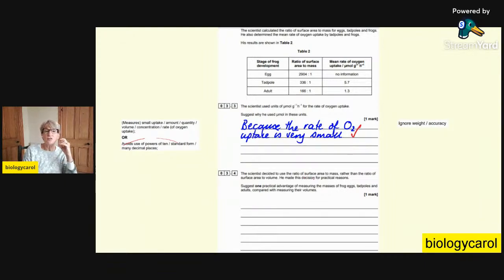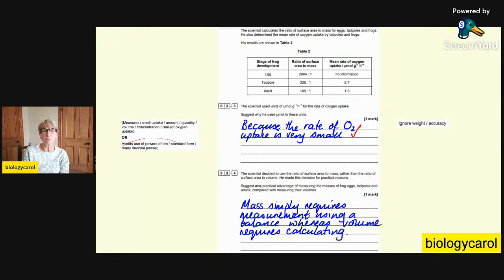The scientists decided to use the ratio of surface area to mass rather than the ratio of surface area to volume, and he made this decision for practical purposes. Suggest one practical advantage of measuring the mass of frogs' eggs, tadpoles, and adults compared with measuring their volumes. Now, I went down the route of just going, all you've got to do to measure a mass is to put the thing on a balance, whereas if you're measuring a volume, you've got to do a calculation of some kind. And I just thought that sounded much simpler. Didn't get me the mark though.